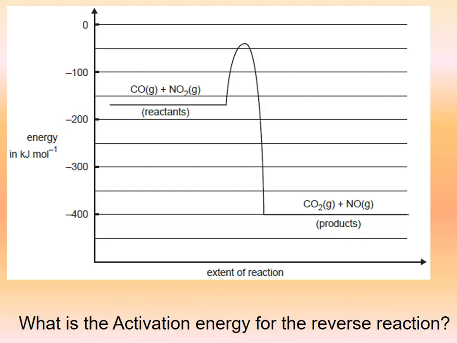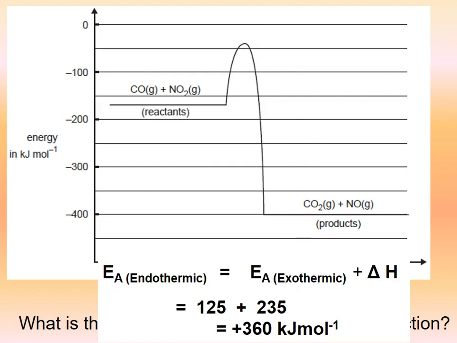What's the activation energy for the reverse reaction? So the activation energy for the reverse reaction is from here to here. So it's from 100 to about 300, and that's about 40, so 60, about 360. Yep. Okay, so that's from here to here. Activation energies are always positive numbers. So that's positive 360.